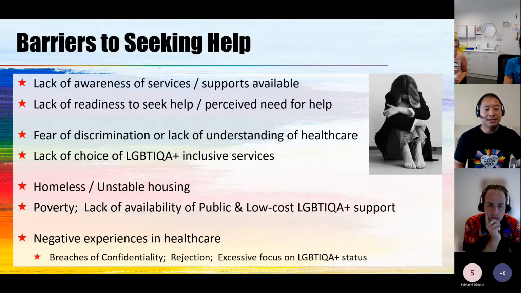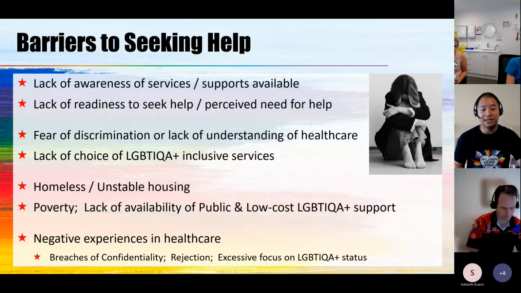So what are the barriers then to seeking help? Why do they continue to have trouble accessing our health services in the community, even though we think we probably are doing a lot of good things right now to be more inclusive? That's because there may be a lack of awareness of services and supports. There may be a lack of readiness to seek help, or perceived need for help. So that's often part of our education process that we may be lacking in the community, or we're just not targeting the right people in the right way.